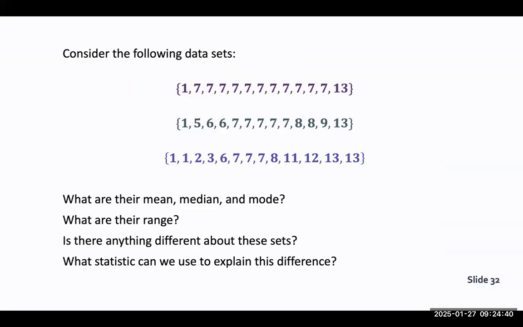All right, consider the following data sets. I have 3 data sets, and just take a look at them real quick and get an idea of what numbers we have here. The first data set has a bunch of 7s, and the first number is 1 and the last number is a 13. In the second data set, we have about 5 7s and some other numbers, and 1 and 13. In the third data set, we have 3 7s, and again on the ends are 1 and 13. What I would like you to do is see if you can calculate the mean, median, mode, and the range. So pause the video and see if you can do that real quick.